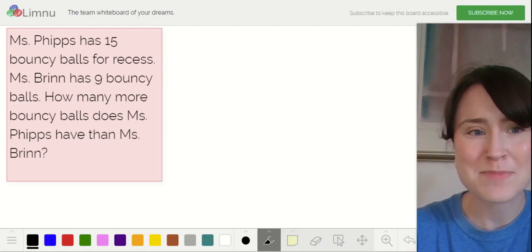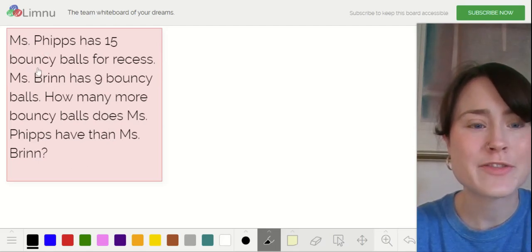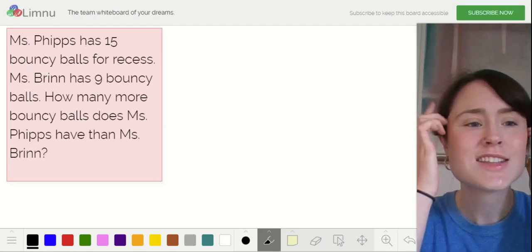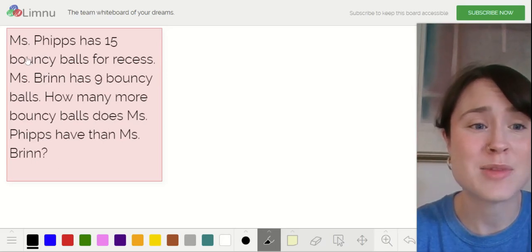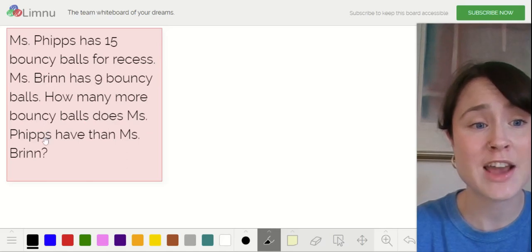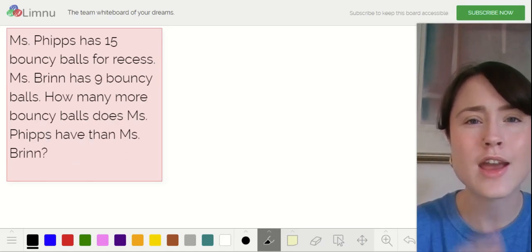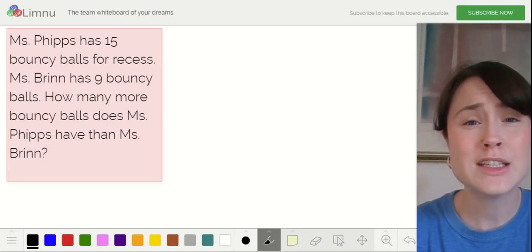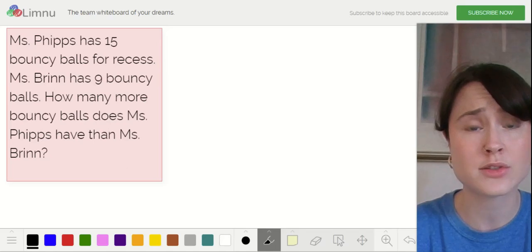I'm going to read it one more time. Miss Phipps has 15 bouncy balls for recess. Miss Bryn has 9 bouncy balls. How many more bouncy balls does Miss Phipps have than Miss Bryn? Ooh, I hear that important question, how many more? That tells me that I'm trying to find that part that's extra or different between these two values.